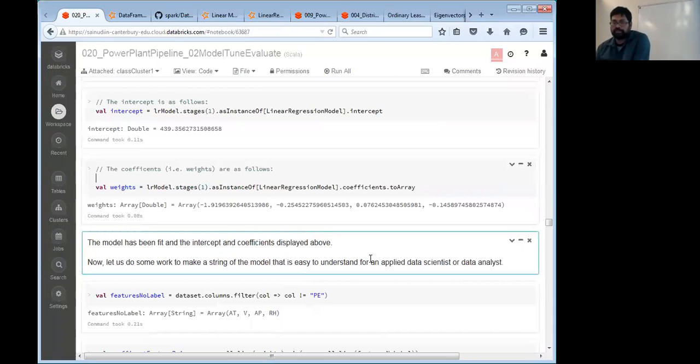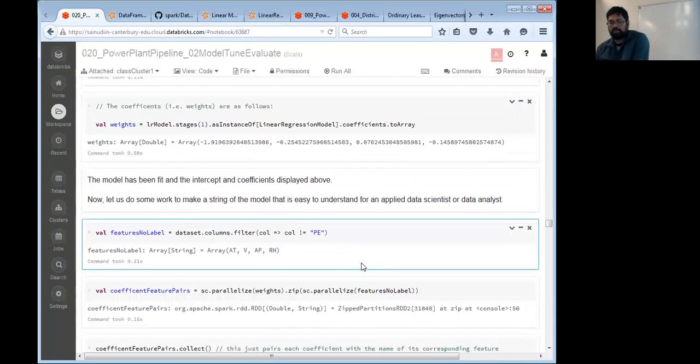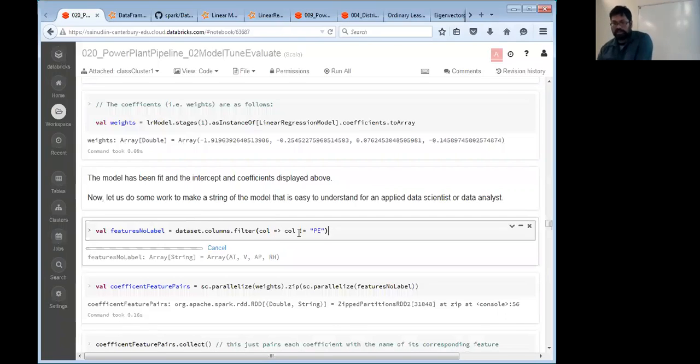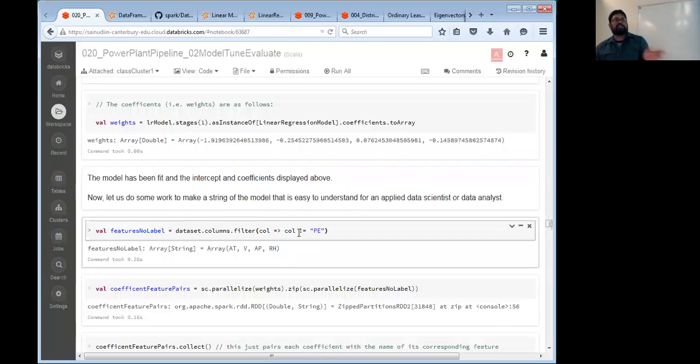But now I don't know which coefficients are for which feature, so I can do a tiny bit of processing. So I take my features no label to be this val, which is taking my original data set, looking at the columns and then filtering them by this closure, which takes the column and maps it to those that are not PE. So we'll get all the columns except the one we're trying to predict, right? So this is just an array of strings.